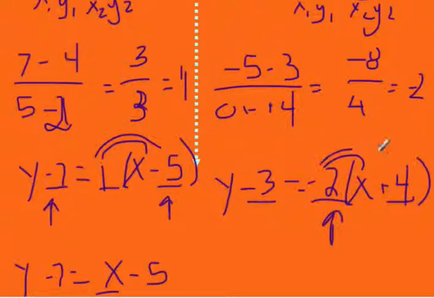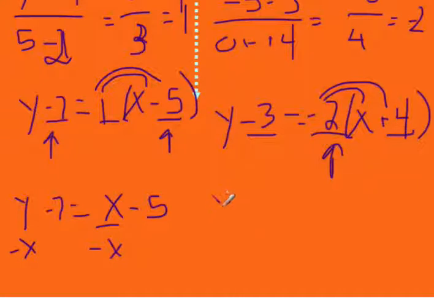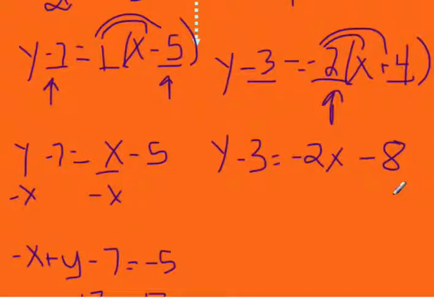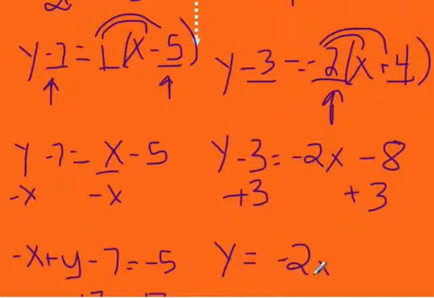So now I'm going to go ahead and distribute. So I get y minus 3 is equal to negative 2 times x, which is negative 2x, negative 2 times 4, which is negative 8. So now what I want to do is add 3 to both sides. When I do that, I get that y is equal to negative 2x, negative 8 plus 3 is negative 5.